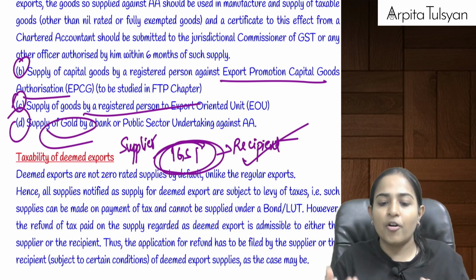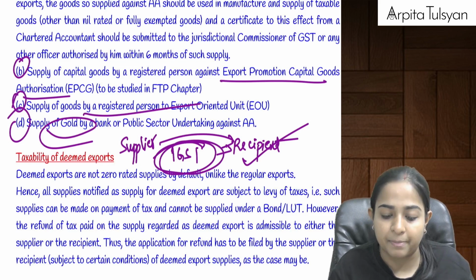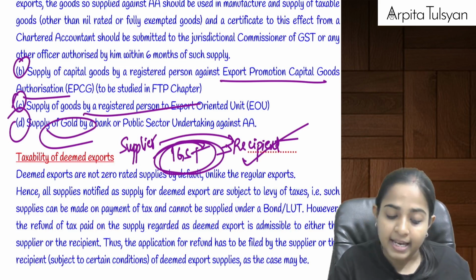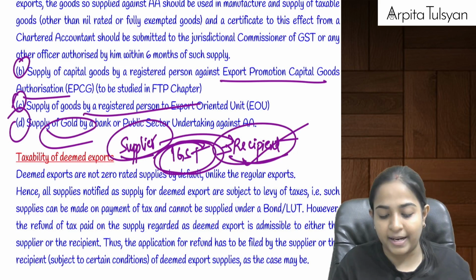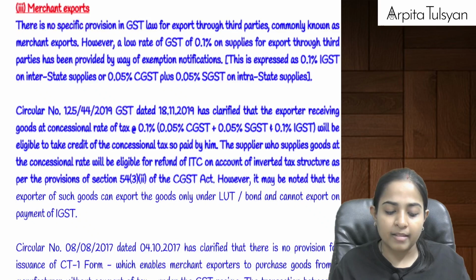So any one of them can bear this particular IGST, because anyway they are going to get the refund of the same. So they are telling that whoever pays the IGST can later on claim the refund. Either it can be claimed by the supplier or it can be claimed by the recipient. Are you clear with this?